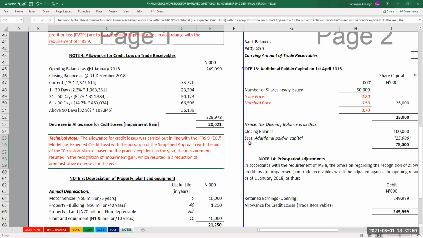The allowance for credit losses was carried out in line with the IFRS 9 ECL model, that is expected credit loss, with the adoption of the simplified approach with the aid of the provision matrix based on the practical expedient. In the year, the measurement resulted in the recognition of impairment gain, which resulted in the reduction of administrative expenses for the year. Okay, thank you.